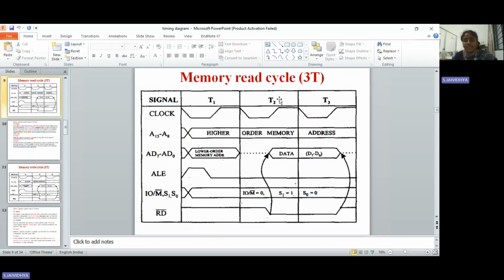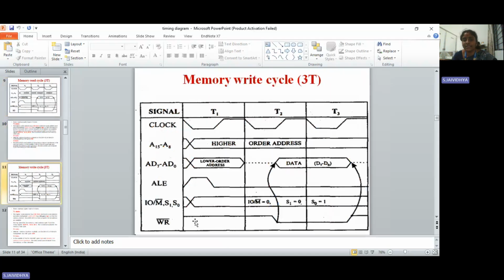And the memory read cycle is the same as the opcode fetch cycle with changes in the status signals. S1 is equal to 1 and S0 is equal to 0. The higher order memory address and lower order address again, when the address latch enable is started, the data bus gets detached and it reads the given data.